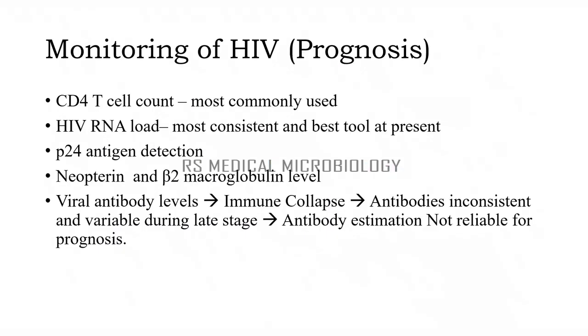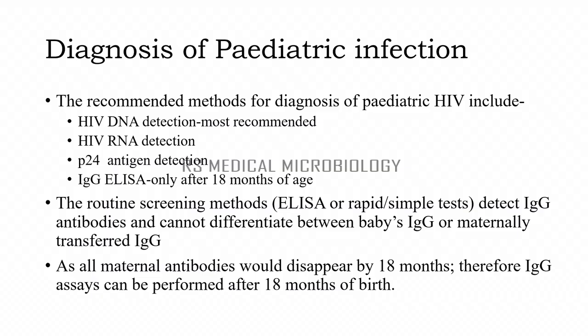So how do you monitor or how do you look at the prognosis of the patient? Generally, you look for the CD4 cell counts, HIV RNA load, p24 antigen detection, looking for abnormal proteins. What happens to the viral antibody levels? Obviously, there's an immune collapse. So the antibodies are not very consistent with the later stage of disease. So this cannot be used as a very reliable marker for the diagnosis or prognosis of infection. For pediatric infections, the best method recommended is HIV DNA detection. The ELISA for IgG can be done after 18 months of age, because there's a clash between the maternal and the baby's immunoglobulin. So it's better to do it after 18 months of age.